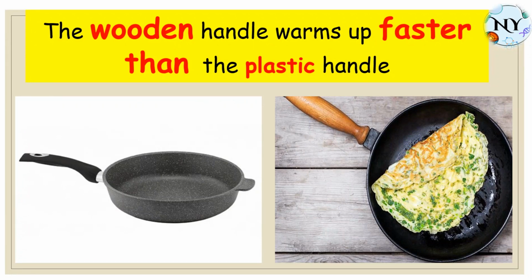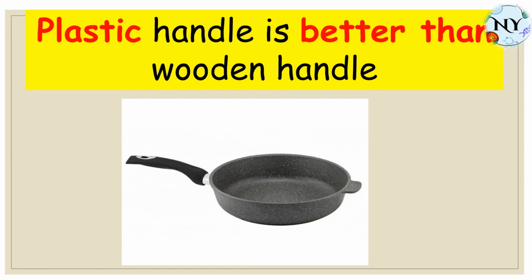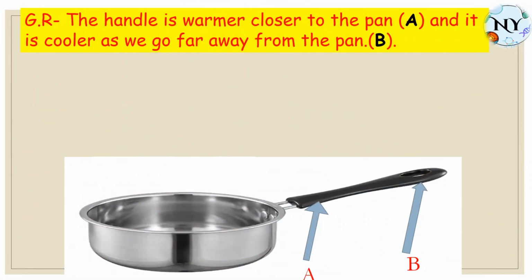Here, the wooden handle warms up faster than the plastic handle. So if we have two cooking pans, one of them has a handle made from wood, while the other is made from plastic. Scientists observed that the wooden handle warms up faster than the plastic handle. So what do you think, grade 6? Which one is better to be used? Of course, plastic handle. Great job. So the plastic handle is better than the wooden handle.